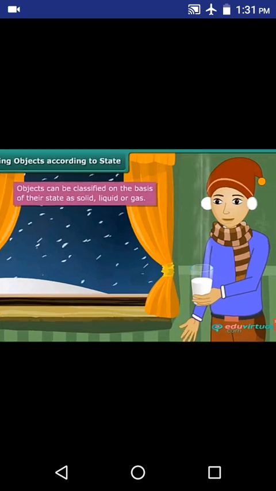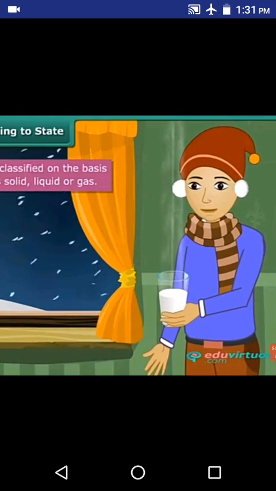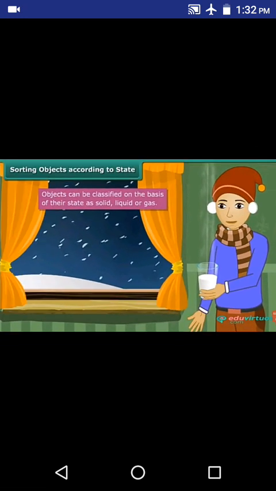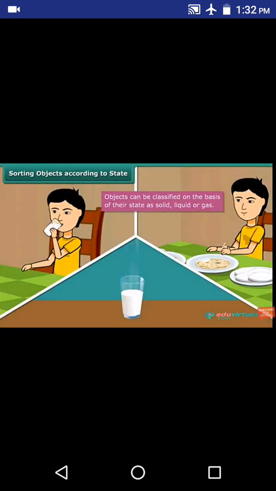Now come to gas. You can see there is a cup of hot milk in his hand, and you can see that vapors are coming out from that hot milk. This is the gas. You all have seen boiling water. Water is converting into gas, into vapors. That is called gas. When we heat it, the water gets converted into gas. So you can see solid, liquid, and gas, all 3 together. So separation of the materials can also be done on the basis of their states, that is solid, liquid, and gas, of course.